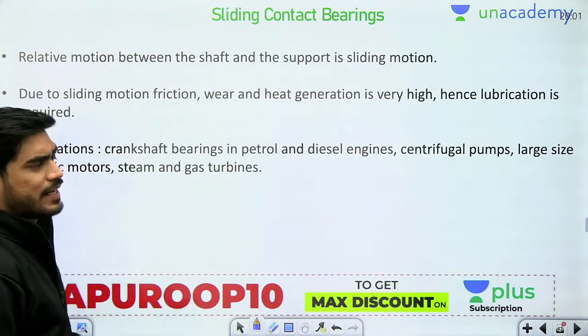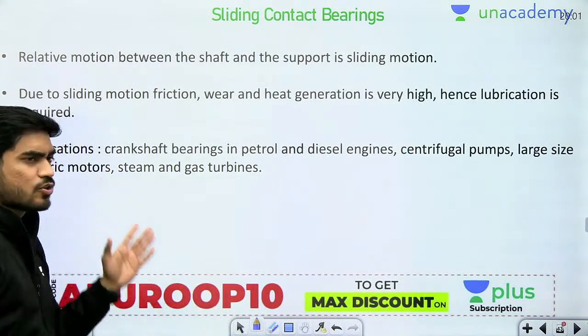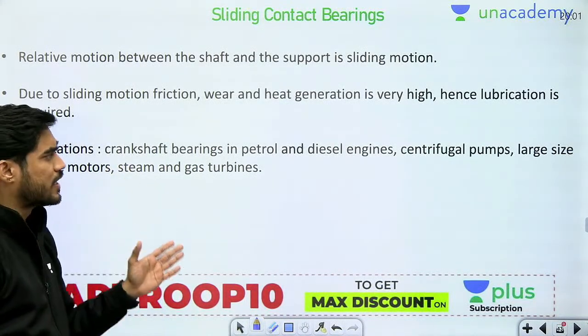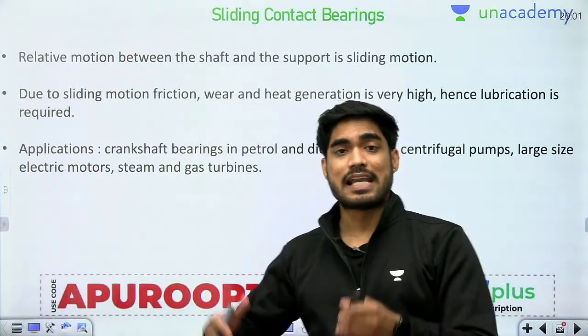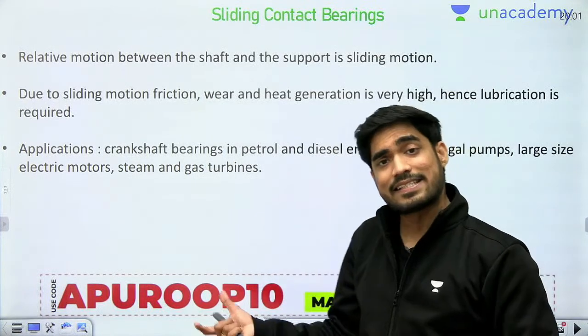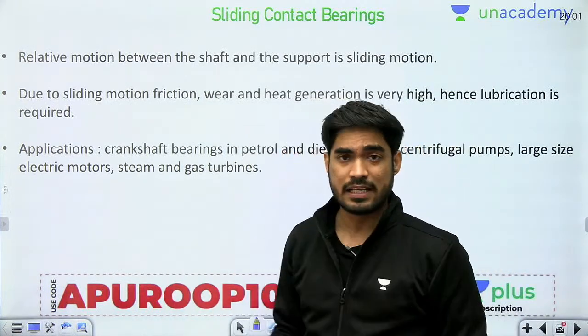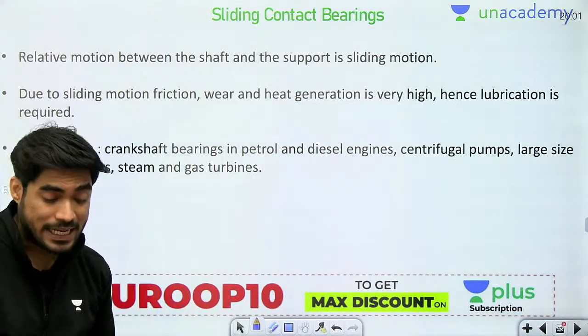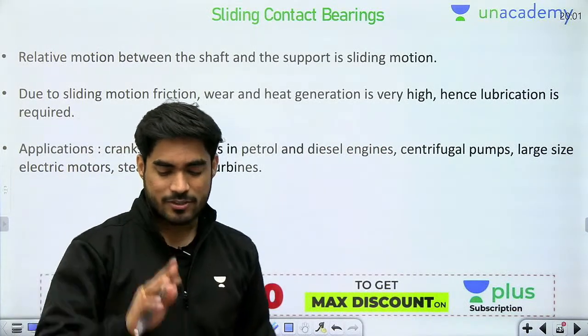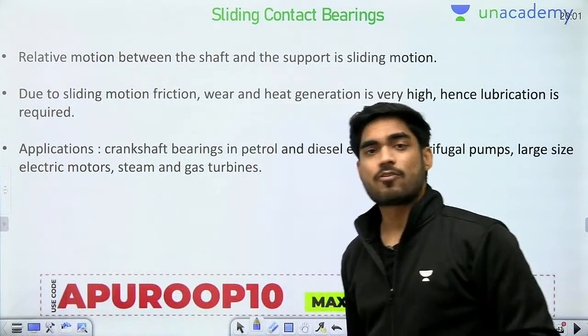Now applications: what are the applications of sliding contact bearing? It is used in the crankshaft of the engine, in centrifugal pumps, and in large size electric motors. Small size electric motors use rolling contact bearing, but if the size is large, then the initial cost will become very high in case of rolling contact bearing. So that's why we are using sliding contact bearing.